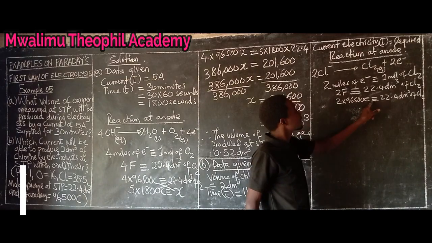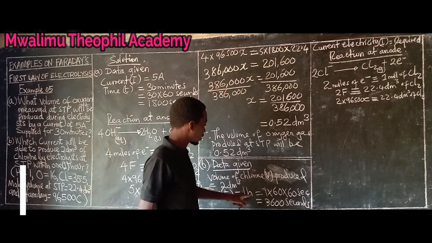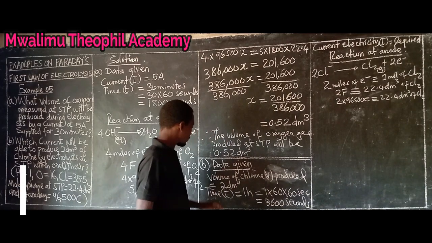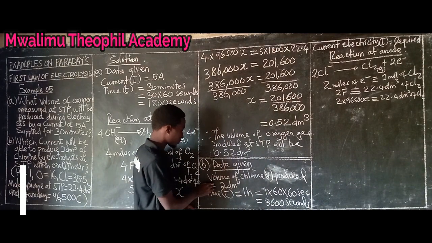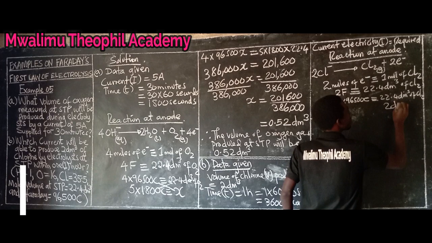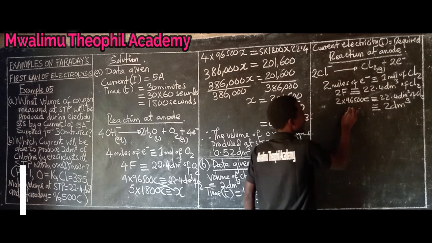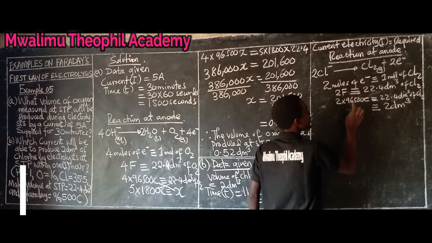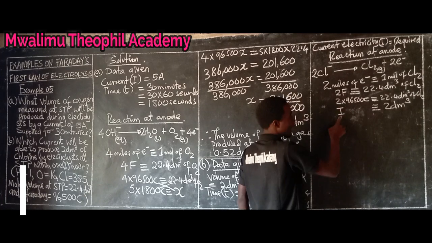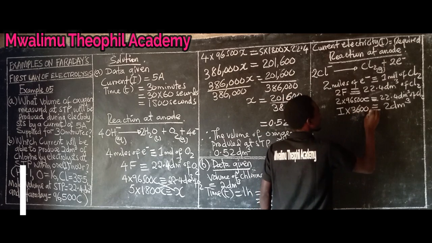Now let's relate them with the values from the given question. We are given 1 hour, which is equal to 3,600 seconds. Also, we are given the volume of chlorine gas produced, which is 2 decimeter cubic. It means that 2 decimeter cubic of chlorine gas is equivalent to the amount of current times its time, which gives the charge. The current is not known; it is what we are looking for, I times 3,600 seconds.